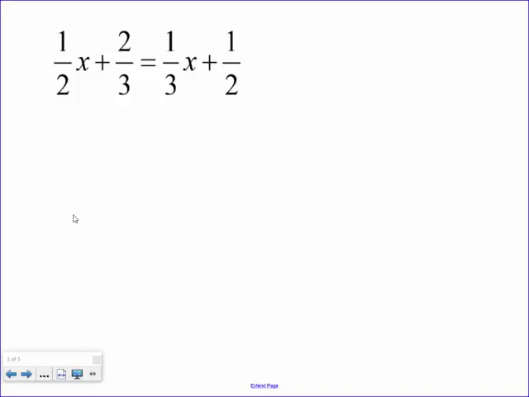So we have 4 different fractions. How many different denominators? 2. Okay. What are those denominators? 3 and 2. So whenever we're talking about the least common multiple, we're looking at the denominators. Okay. So I want the least common multiple for 2 and 3, which would be what?